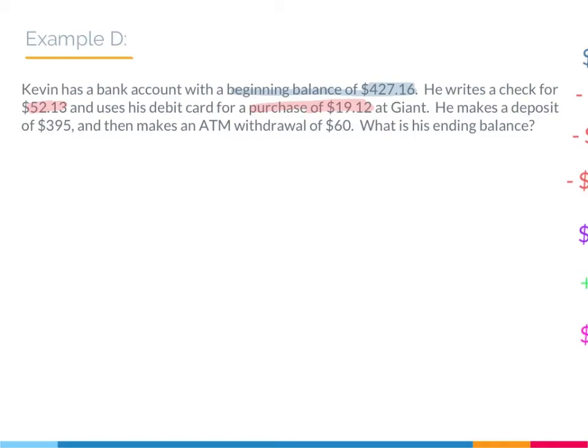He makes a deposit of $395. We know deposit means that that's going to be a positive thing, so we can mark that down as important as positive. Notice I'm going to be using green for positive. And then he makes a withdrawal of $60. So withdrawal, that's again a negative amount of money, so he's going to be taking money out. So now we have this information. Let's go ahead and start our problem.